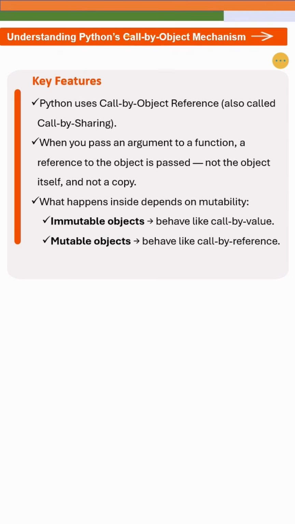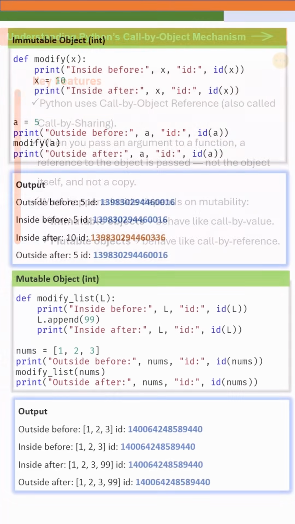If you pass an immutable object like an integer, string, or a tuple, the function receives a reference to that object, but since immutable objects cannot be modified, it is as if you passed a copy. Any changes inside a function create a new object, leaving the original untouched. If you pass a mutable object like a dictionary or a list, the function still receives a reference, but because the object can be changed in place, the original data outside the function can be modified as a side effect.